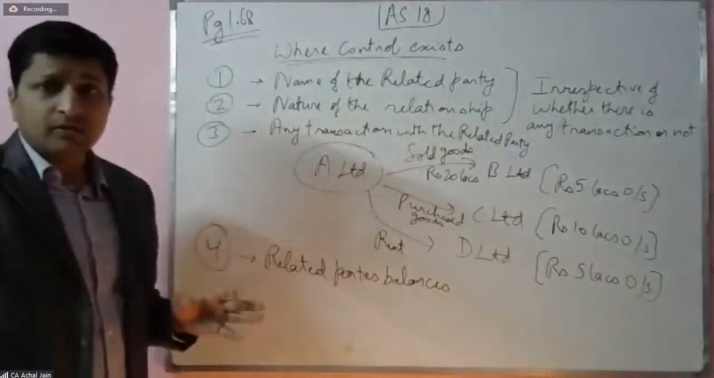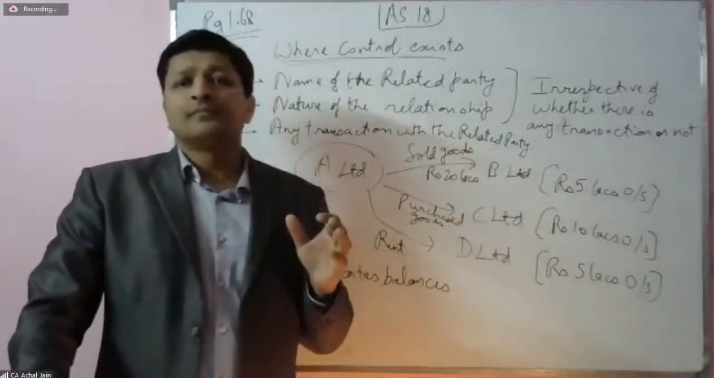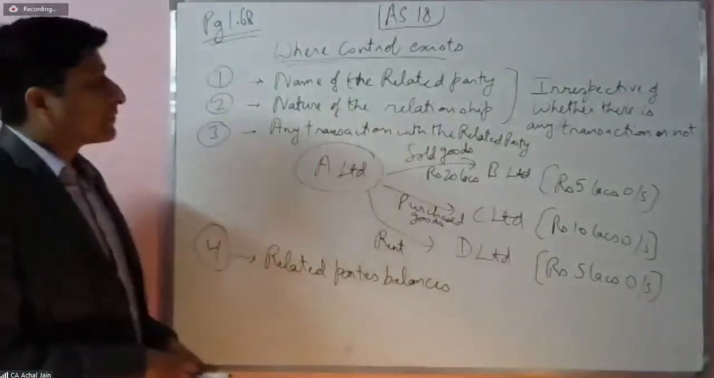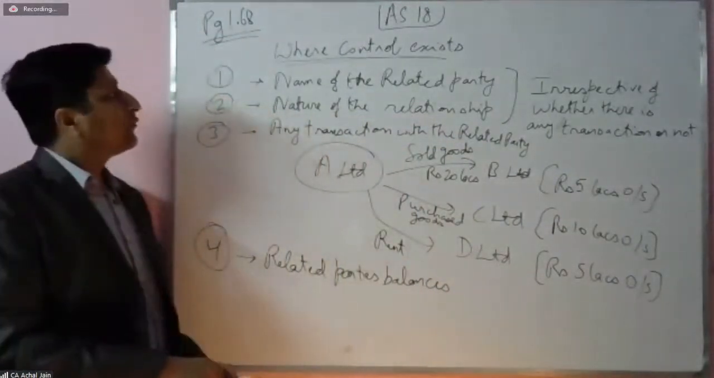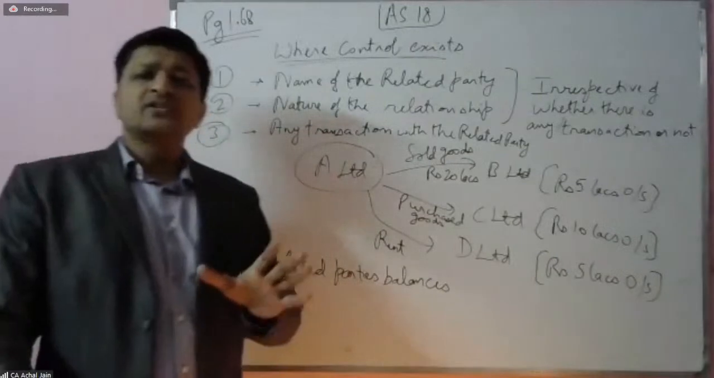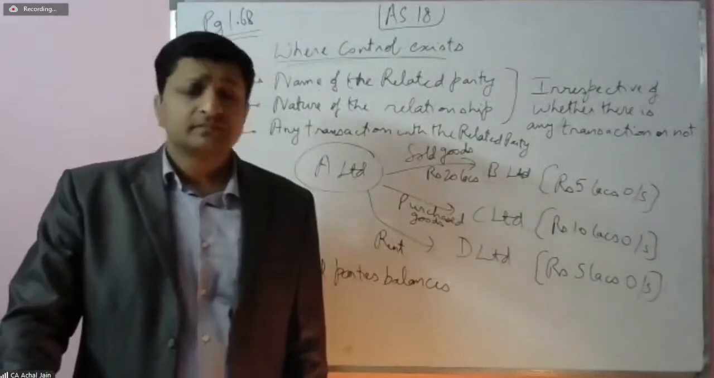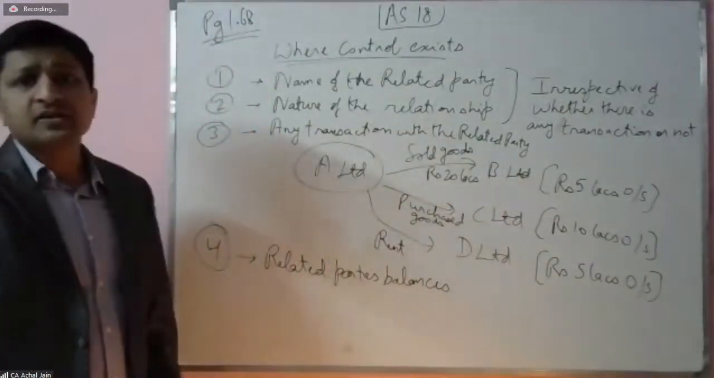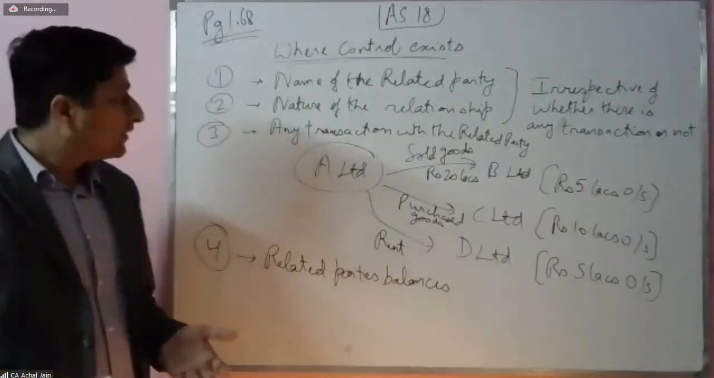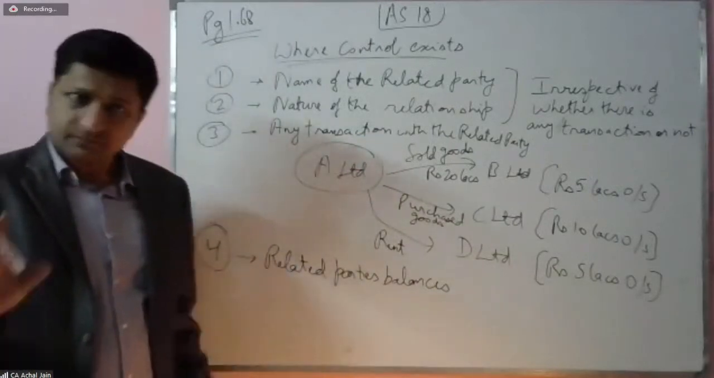So all in all, in respect of every related party relationship, related party transaction, related party balance, 4 disclosures are mandatory. What are those 4 disclosures? 1, 2, 3, 4. Every time financial statements will have these 4 disclosures. Okay. But one thing which you would have understood is that these disclosures are possible only and only when either there is a transaction during the year or some balance is outstanding. Correct?